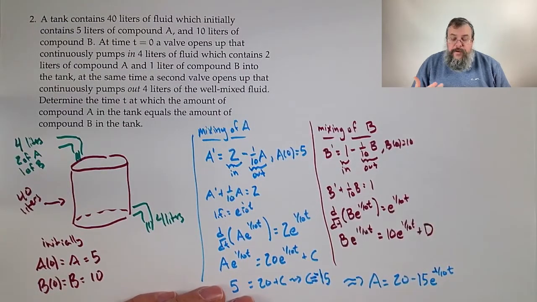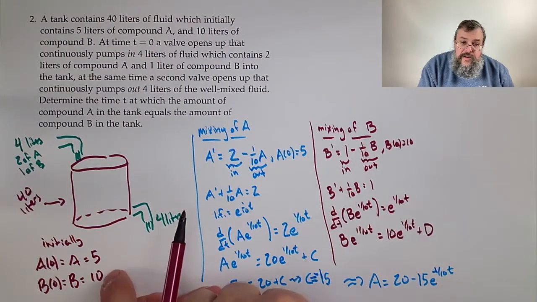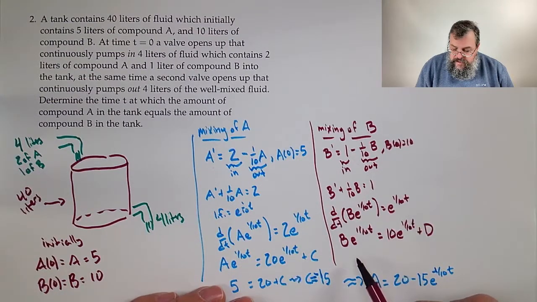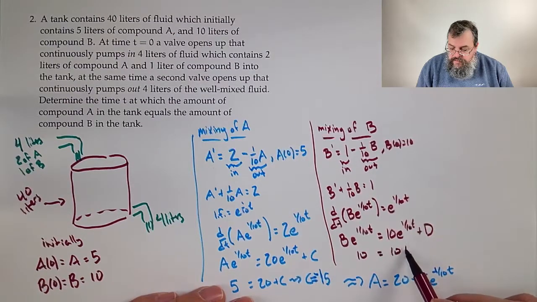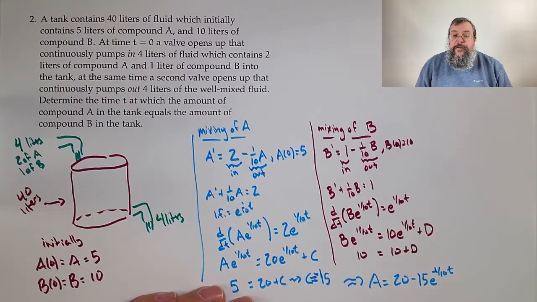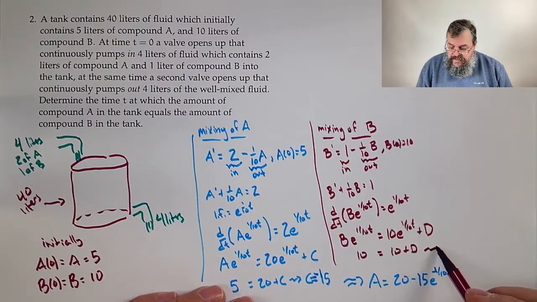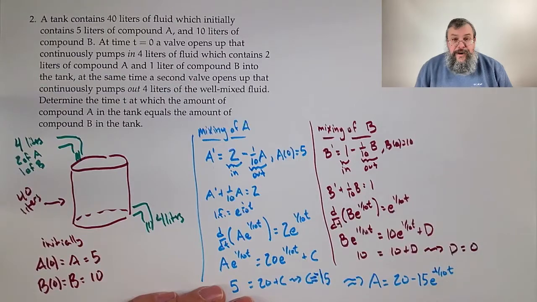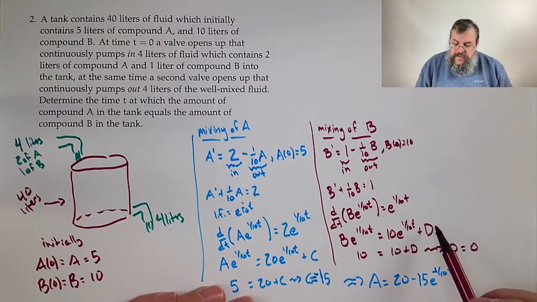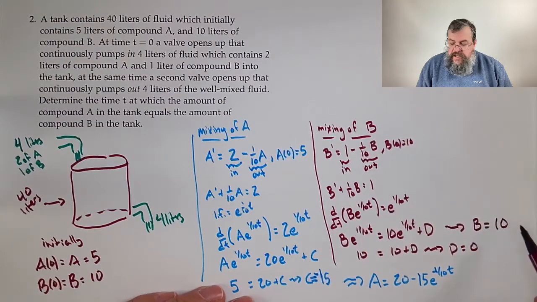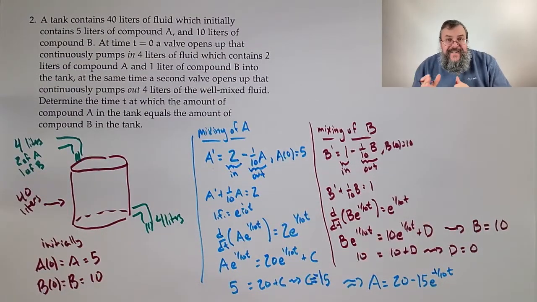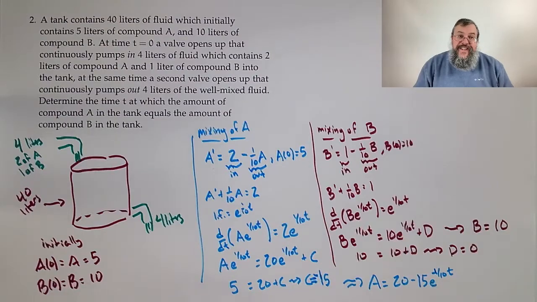And what do we do? Well, we plug in at time 0, we're 10. So we get that 10, e to the 0 is 1, is equal to 10 plus d. All right, well, what does that tell us? That tells us, aha, d equals 0. That's okay. And so now, if d equals 0, we divide by e to the 1/10 t, and we come to the conclusion that b is 10, which means b doesn't actually change.